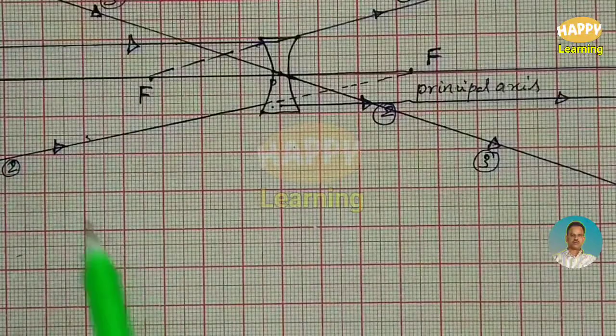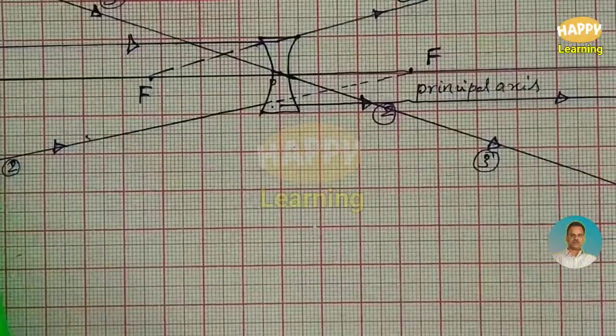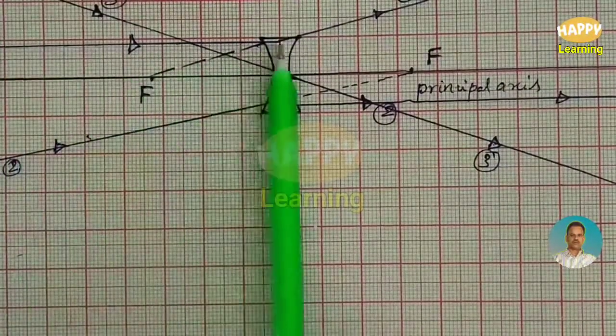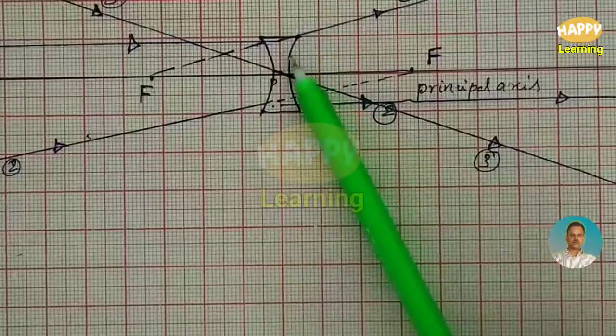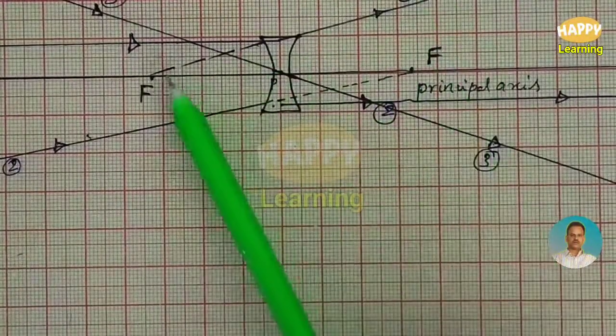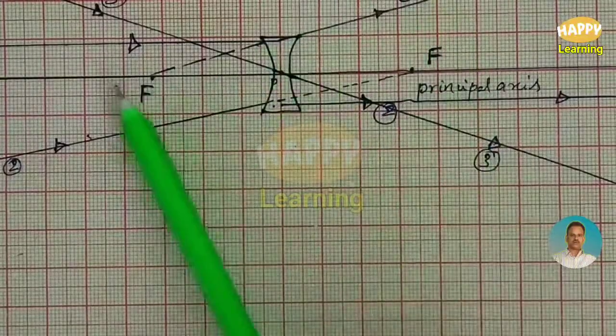Let me repeat. Case 1. The ray is initially parallel to the principal axis. After passing through the lens, it appears to be coming from this focus.